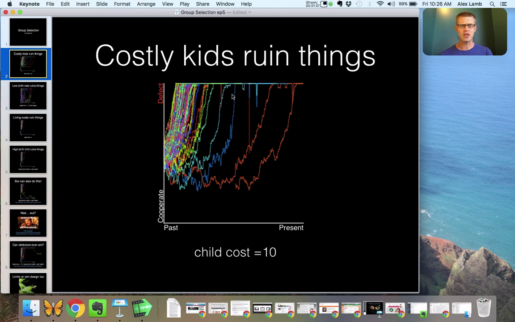Look at all of these tribes filling up with defectors, you can see in this time plot. And as they fill up with defectors, they're dying. Dying one by one, ladies and gentlemen, till no one is left.